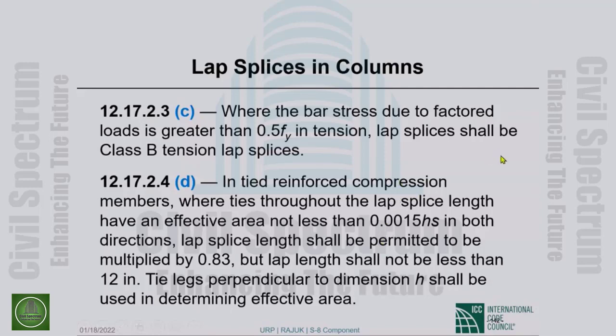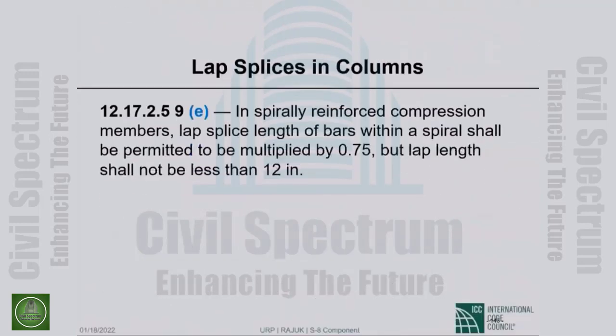So if tied reinforced compression members have ties throughout the lap splice length with an effective area not less than the specified value, we get a reduction factor of 0.83, a 17% reduction in lap length. And finally, in spirally reinforced compression members, lap splice length of bars within a spiral shall be permitted to be multiplied by 0.75. Now we get a 25% reduction, but cannot go below 12 inches.